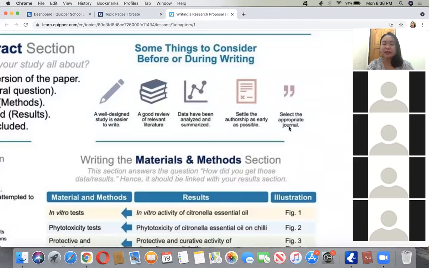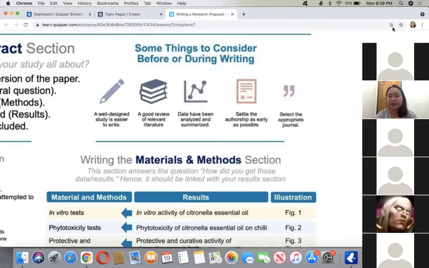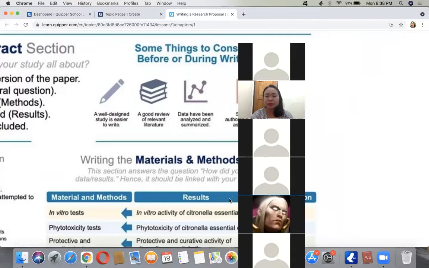And select the appropriate journal. Earlier John Paul asked what format to use. Any format really works, either APA or MLA, but the sample journals I gave also require their own format, so it's better to use their format as early as possible. So before we proceed, let me check the attendance again because we are already 12.